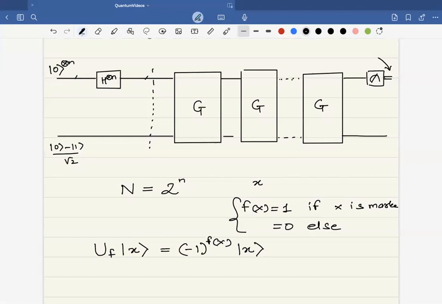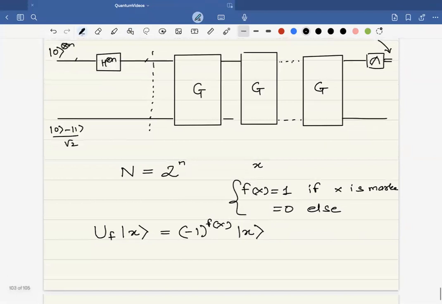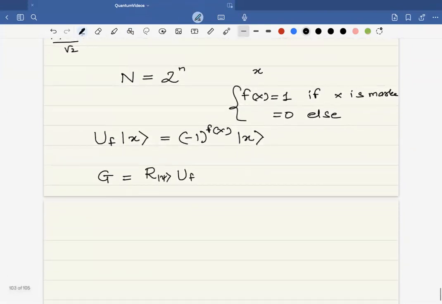Now the Grover's operator consists of two operations. So I can write G as this U of f, and then followed by this R psi. So U of f is the query to the database, and R of psi is an operation. And in this case, you have to go from right to left, right? So the first operation is U of f followed by R of psi.